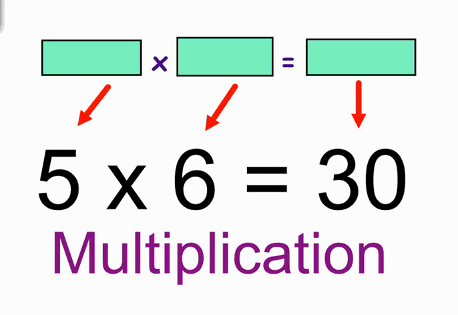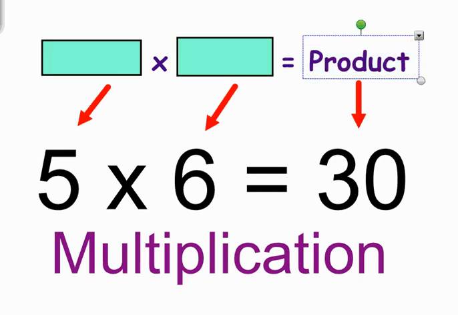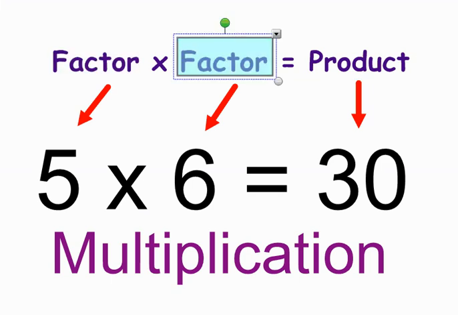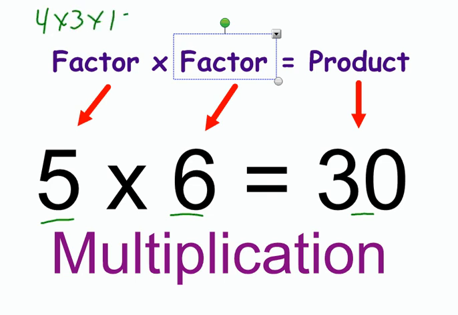When you're multiplying and you get an answer, the answer is called the product, and the numbers that you're multiplying are called factors. In this example, we have two factors, 5 and 6, and our product is 30. Let me do another one up top. So 4 times 3 times 1 equals 12. The product is 12. In this example, we have 3 factors.